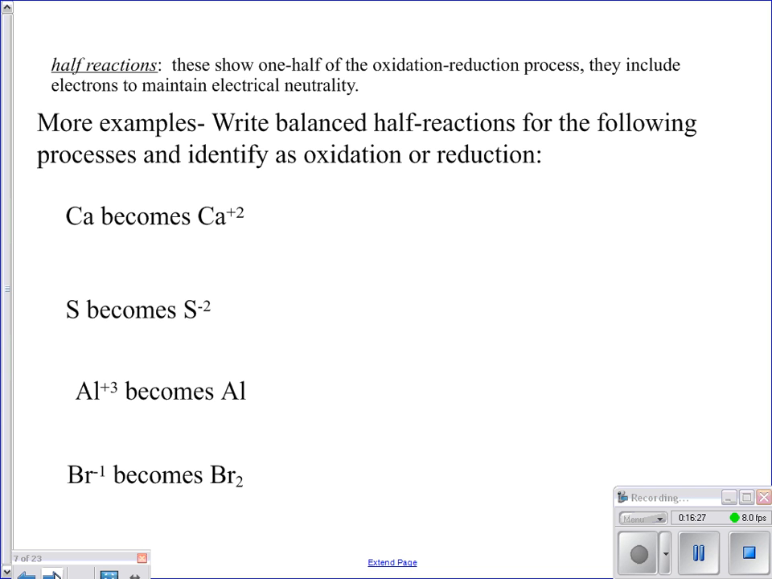So we can start with this first one. It's almost spelled out for us. It says Ca becomes Ca plus 2. So all we have to do is say, yeah, Ca becomes Ca plus 2. Pretty simple. But there's something a little bit wrong with that. If we think about our oxidation numbers, what's your oxidation number over here on the left-hand side? 0. On the right-hand side? Plus 2. So we need that to be balanced in charge. And the only way we can balance it is by adding electrons.